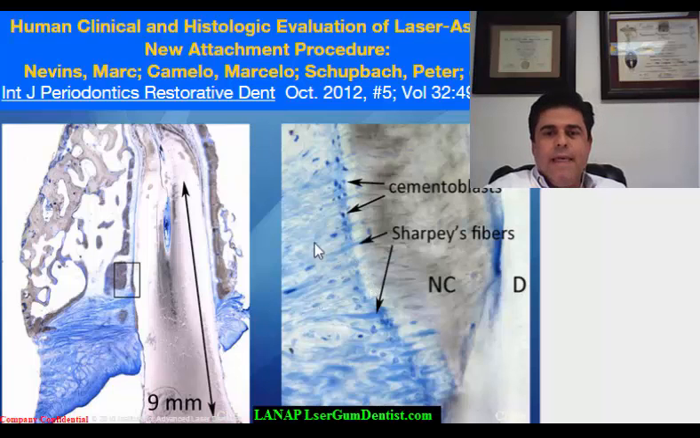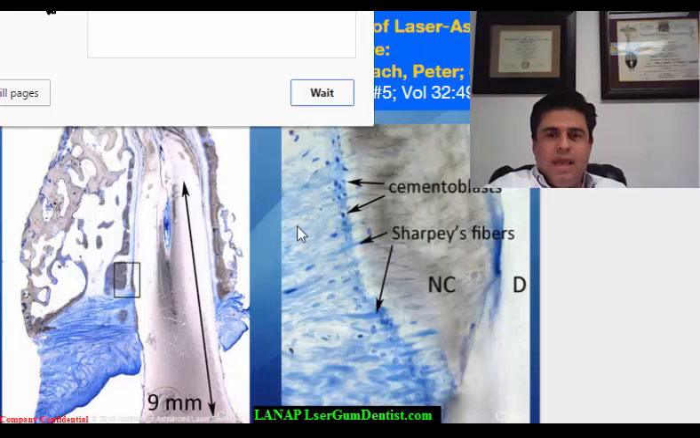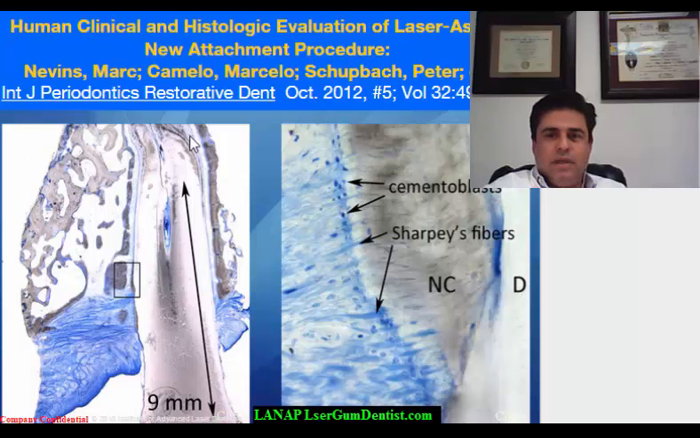Amazing stuff. Look at the cellular level. This histopathologist was Peter Schulpak, and he presented over at the Millennium Study Club the day before the AAP meeting. And Marcelo Camello, a periodontist down in Brazil, the moment he saw these slides, he was in the next class up in Los Angeles. So he flew in from Brazil to learn how to do this LANAP.